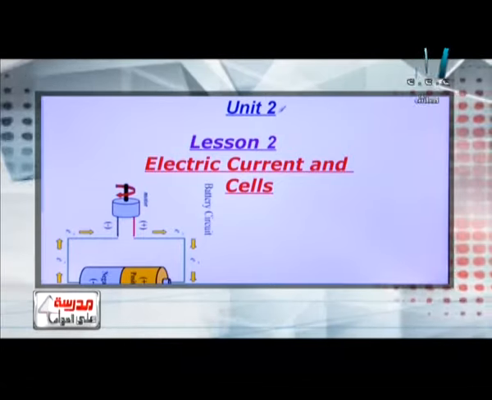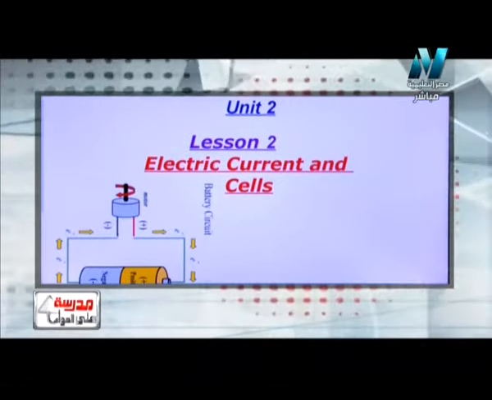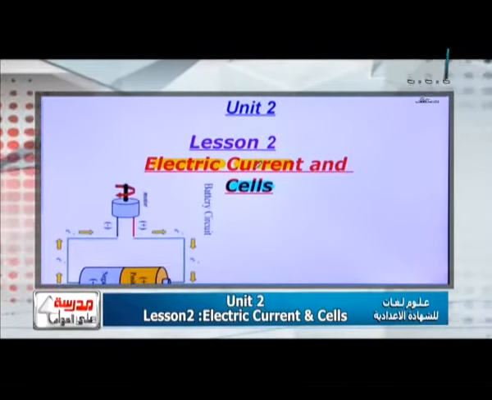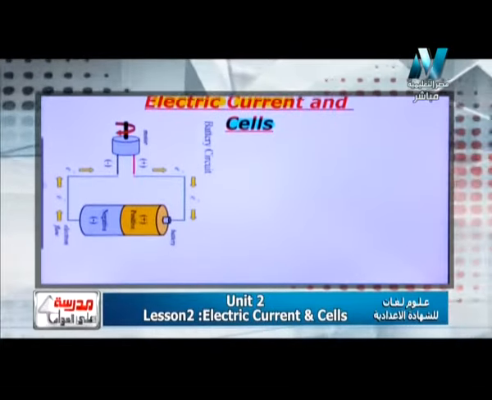Unit 2, lesson 2, electric current. Today we are taking electric current together. We talk about the electric current and the electric cells. Electric cells connected together form what? They form a battery. As you see here, we have an electric circuit.